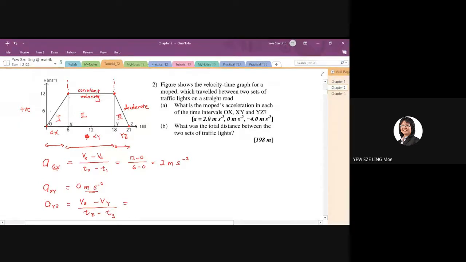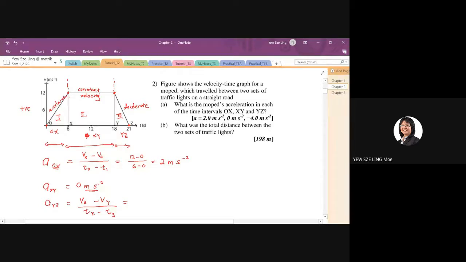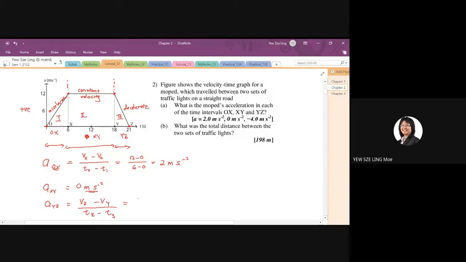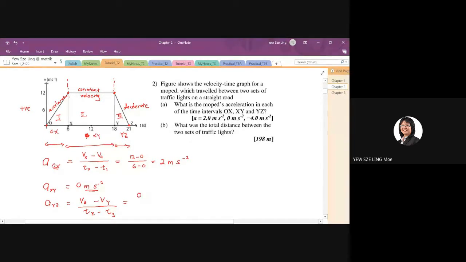Your object decelerates, so it must be a negative value. Initially it accelerates, and then moves with a constant velocity, and then it decelerates until it reaches point Z. So at Z, you have a V equal to 0. So this 0 is a must.